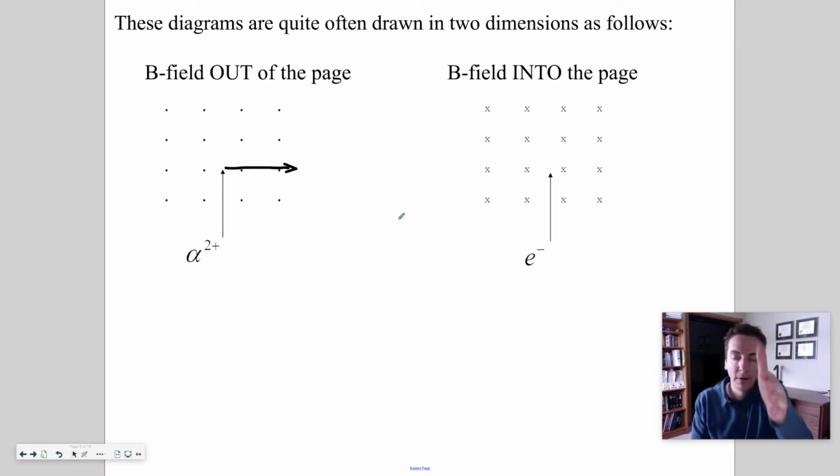So my palm ends up facing to the right. And there's your direction of your magnetic force right there. Okay.